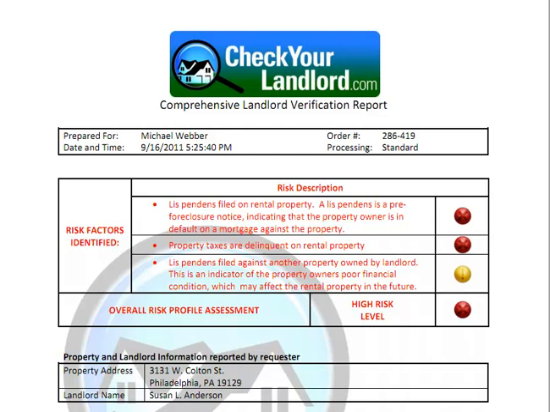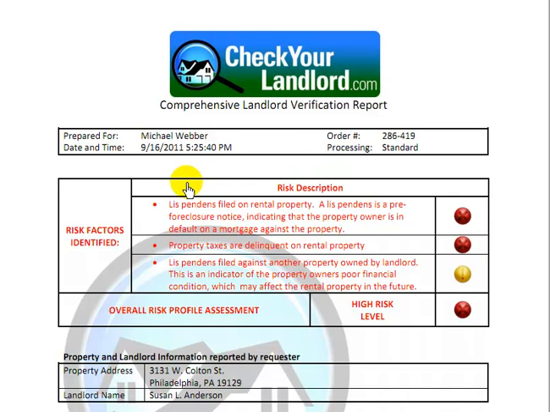Hi, thanks for taking a look at our tour of a comprehensive landlord verification report from checkyourlandlord.com. What we're going to do here is quickly walk you through exactly what you will get on a Check Your Landlord verification report that you might be running on a property that you are interested in renting, and why each piece of information is important and what we should be considering in that rental decision.